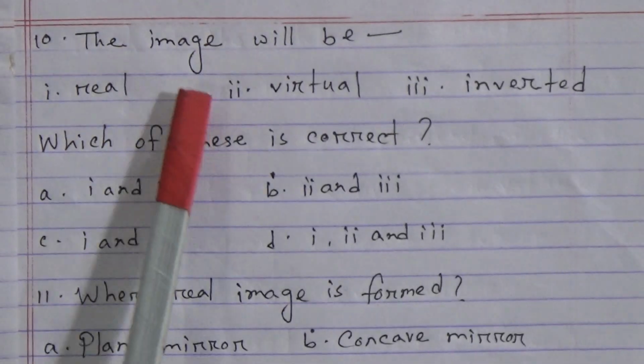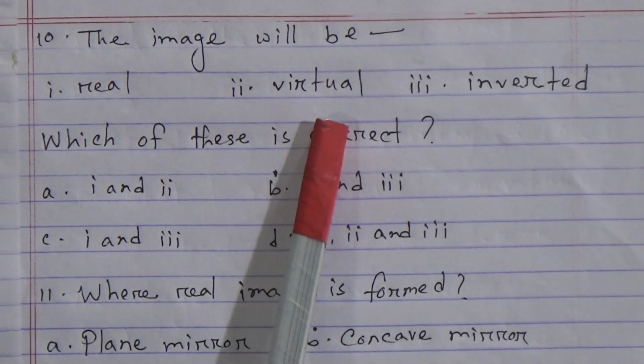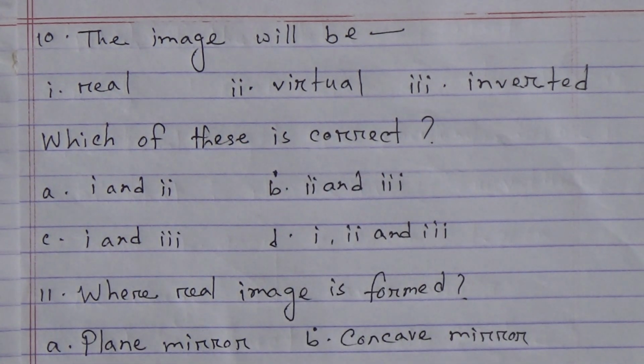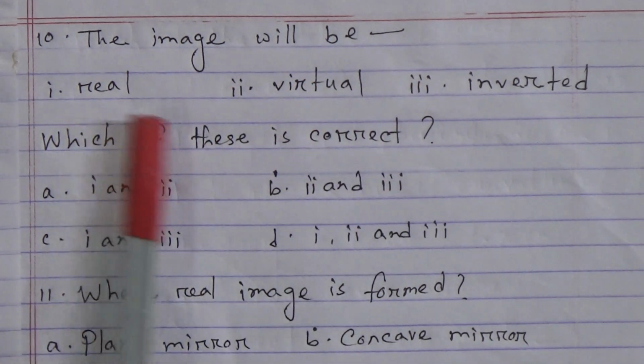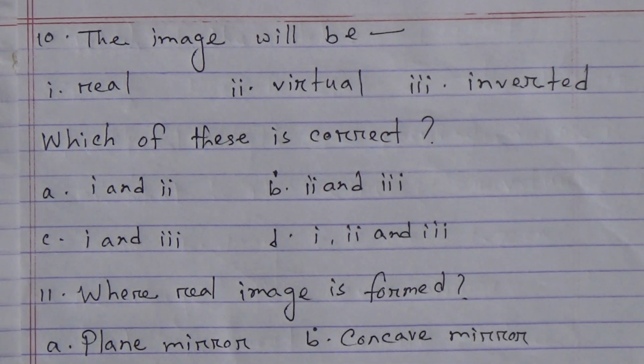Number 10, the image will be option 1 real, option 2 virtual, option 3 inverted. Which of these is correct? My dear students, according to this figure, the image will be real, virtual or inverted? It will be virtual and inverted, because this one is a concave mirror, so the image of concave mirror will be virtual and inverted. That means option B will be correct.